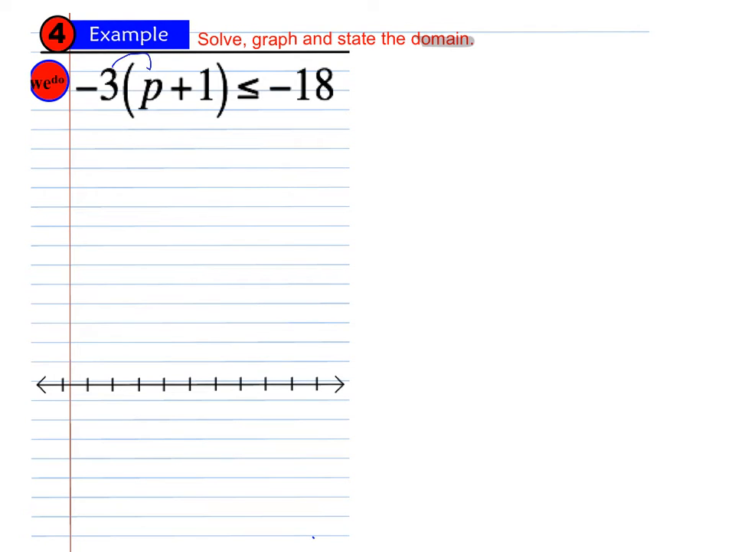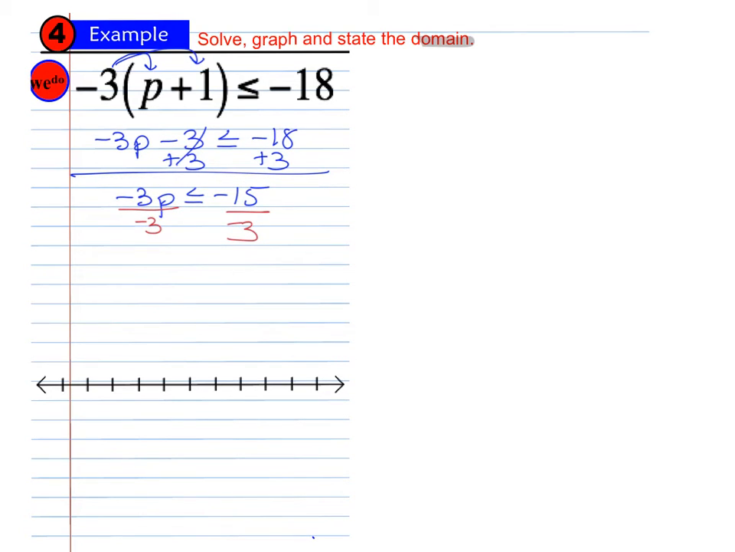So anytime we have parentheses, we're going to distribute. So we're going to have negative 3p minus 3 is less than or equal to negative 18. We're going to add our 3 to both sides. We're going to have negative 3p less than or equal to negative 15. And now I'm going to divide both sides by a negative 3. Because I'm dividing both sides by a negative number, that means I need to switch the inequality symbol. So this symbol now, instead of being less than or equal to, is going to be greater than or equal to. That goes away and I get p. A negative 15 divided by a negative 3 is a positive 5.